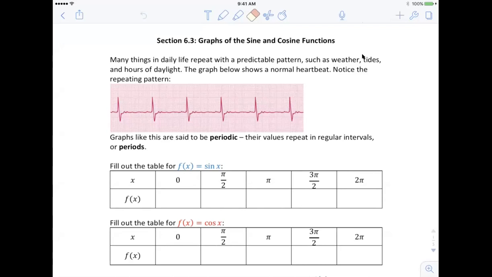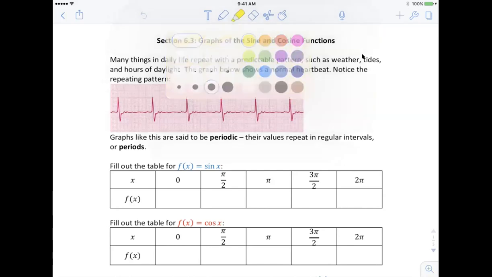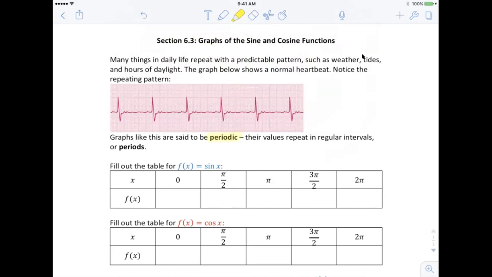Here's a graph with a normal heartbeat, and you can see that there's definitely some repetition in the graph. Typically, graphs that have repetition like this can be modeled with trigonometric functions. They're said to be periodic. Anything that's periodic repeats like this in regular intervals. Another word for an interval that repeats is a period.